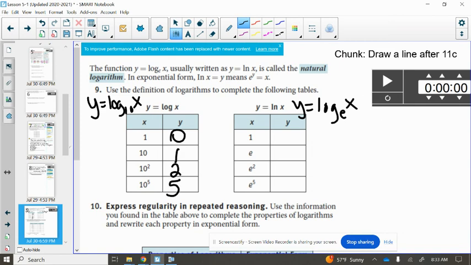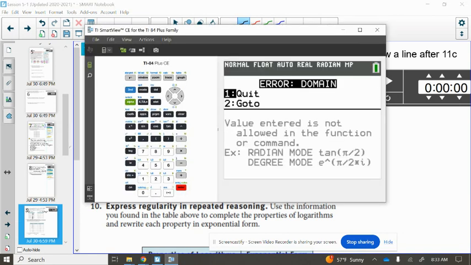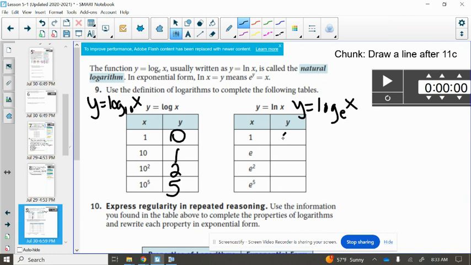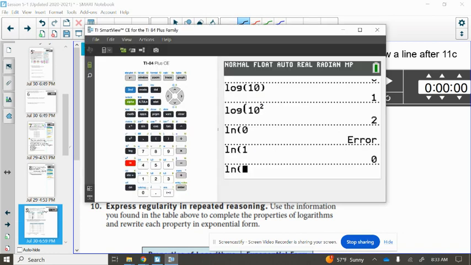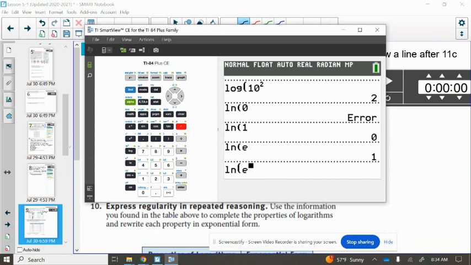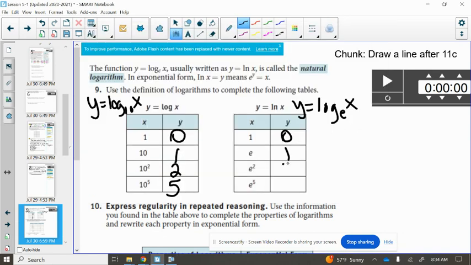And that's going to also work out with our ln's. ln of 1 is 0. Excuse me, we have an error message otherwise. And then we have ln of e, which is going to be 1. And then ln of e squared, we see the 2.